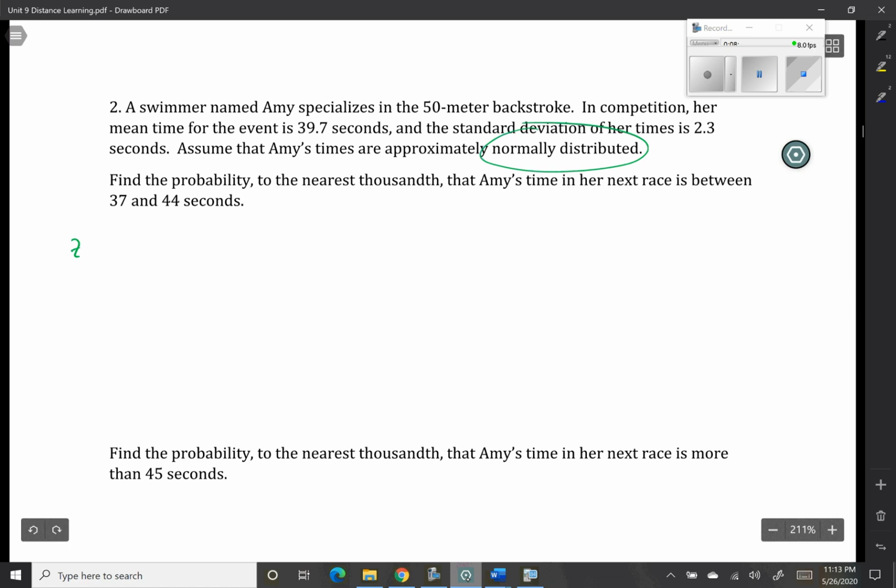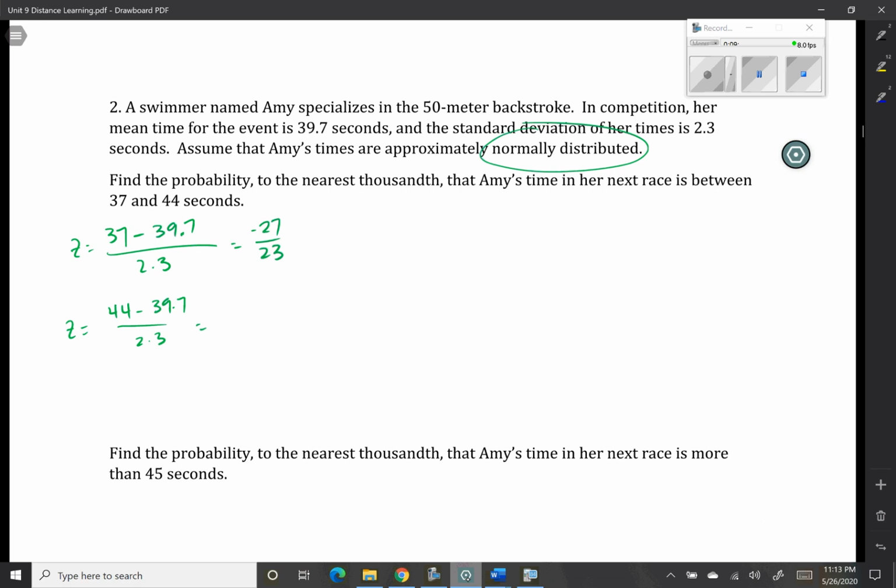Find the probability to the nearest thousandth that Amy's time is between 37 and 44 seconds. So the z-score for 37, we'll say 37 minus 39.7 divided by the standard deviation of 2.3. This is probably not going to be nice, which is fine. So we wind up getting this decimal of negative 27 over 23. The z-score for the upper number, 44, we're still using the same mean and the same standard deviation. We're just going to get a different number. 44 minus 39.7 divided by 2.3.